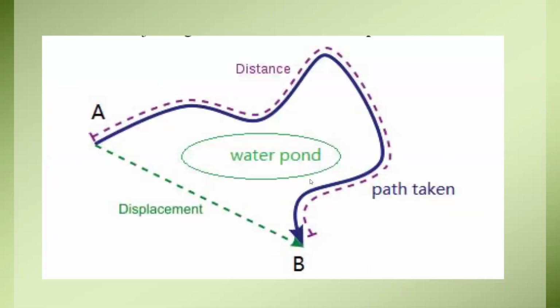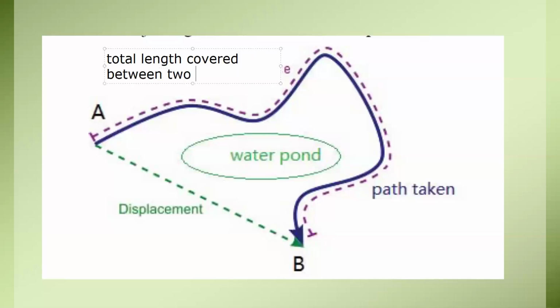Now, first we start with the definition of distance and displacement. So how do we define the term distance? Distance is the total length covered between the 2 points. So how much length we covered to move from one point to another, we call that the distance.